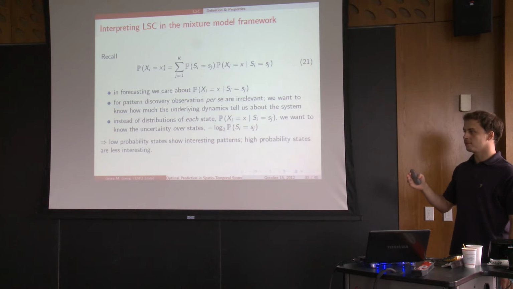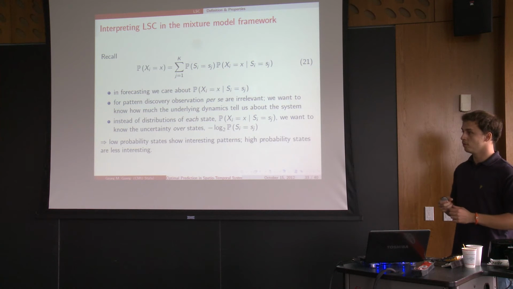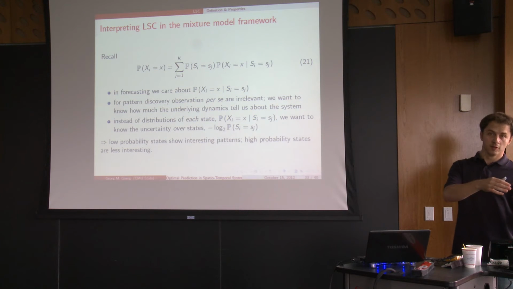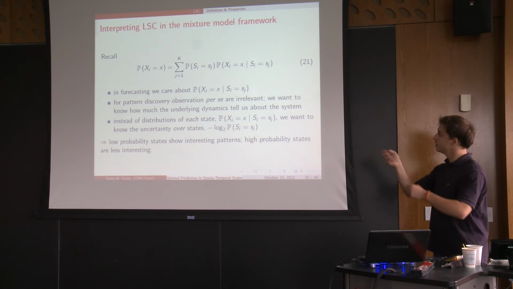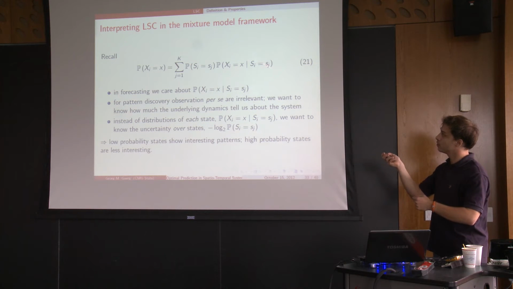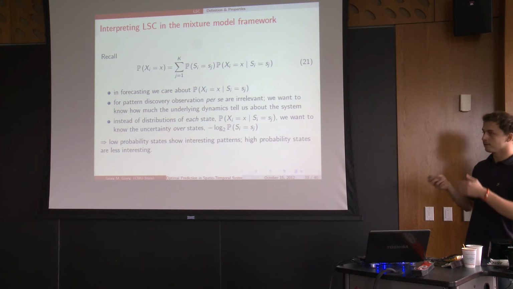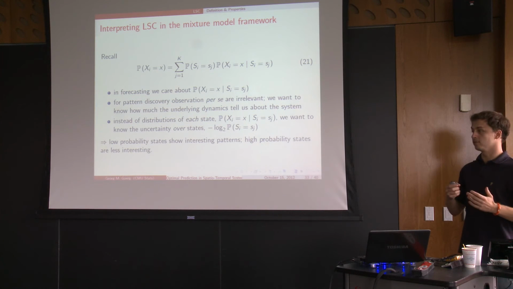But for pattern discovery, the observations are actually irrelevant. I don't care about what the observations are. I want to see what is the system, what is important in the system. So instead of the distributions of each state, you look at the distribution over states. And you look at the entropy of this distribution, and you don't look at predictions of this distribution. And why? Well, because low probability states show interesting patterns, and high probability states show uninteresting patterns.